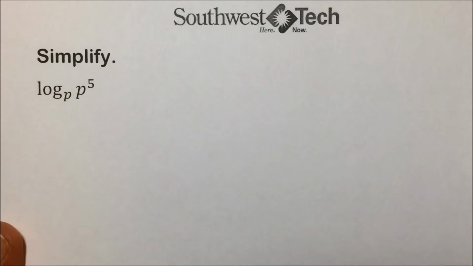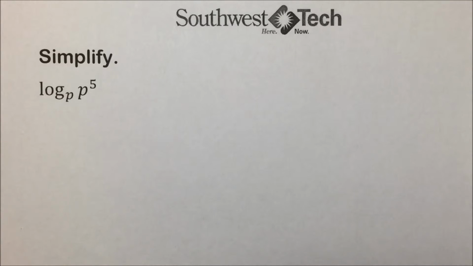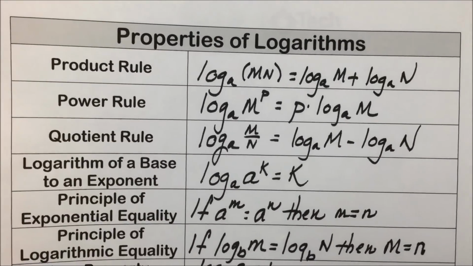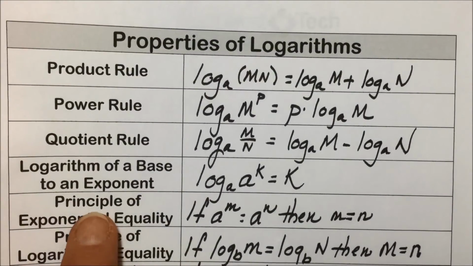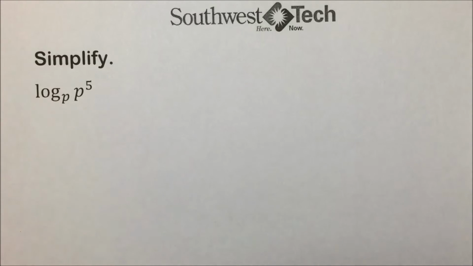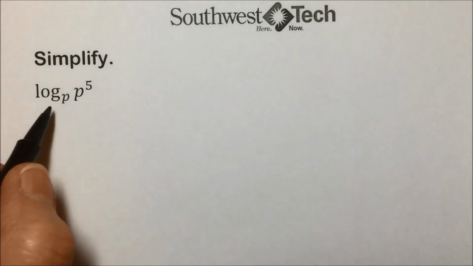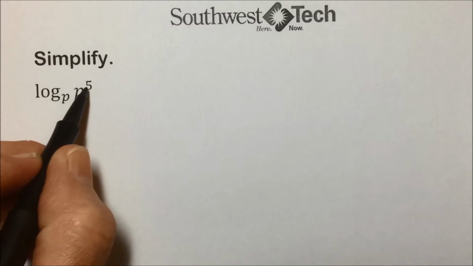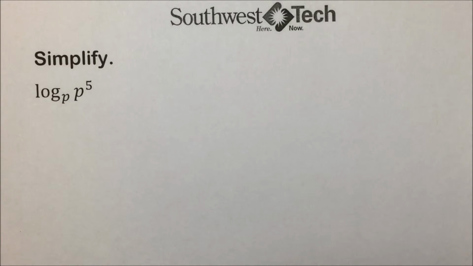In this next set of problems, they're asking us to simplify the following, and we can go back to some of our properties that we haven't used. If we have our list nearby, the logarithm of a base to an exponent has the form that we're looking at in this particular problem. Since we have a base raised to a power, according to the logarithm of a base to an exponent property, the answer is 5.